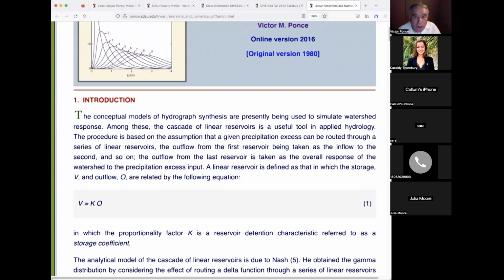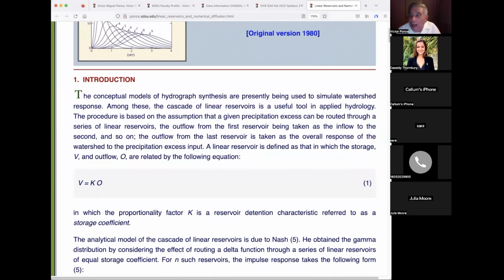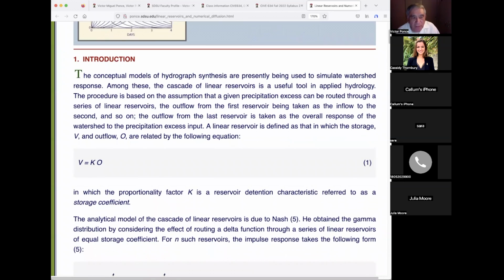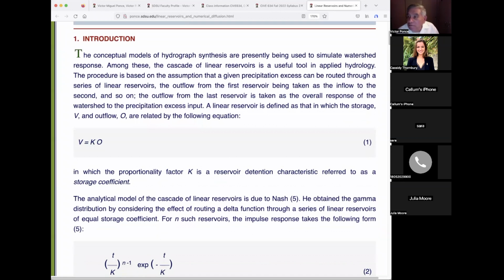Okay, so I'm going to be talking about linear reservoirs. I wrote this paper because I felt that the SAR model basically had intrinsic within it the issue of numerical diffusion, which Conch had already explained. So conceptual models are presently being used to simulate watershed response. This is a kind of conceptual model. It's a conceptual hydrologic model. It is not physical. It is not deterministic. It is conceptual. It's like the Curve Number, which is also conceptual.